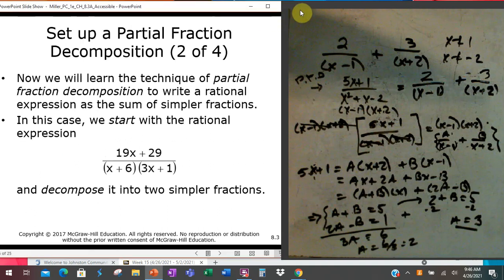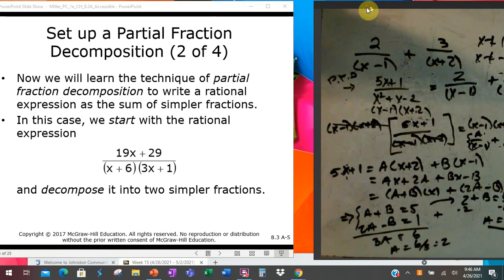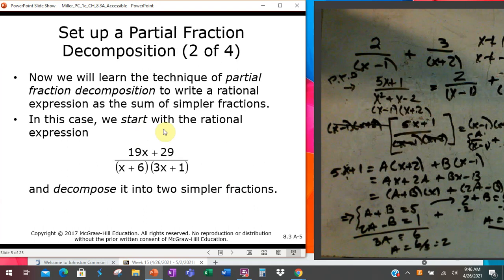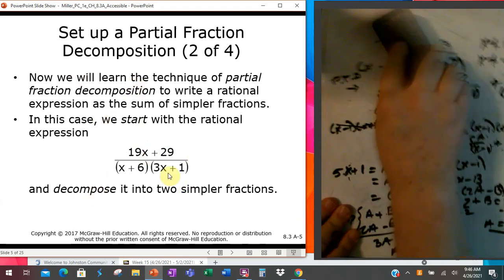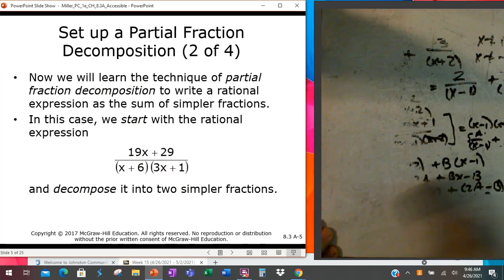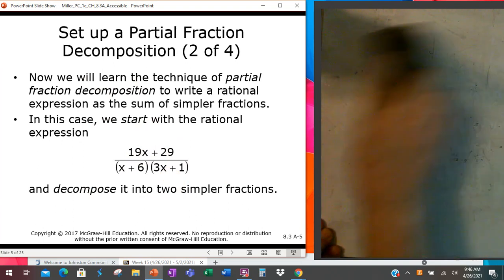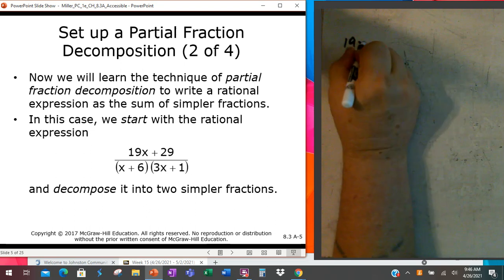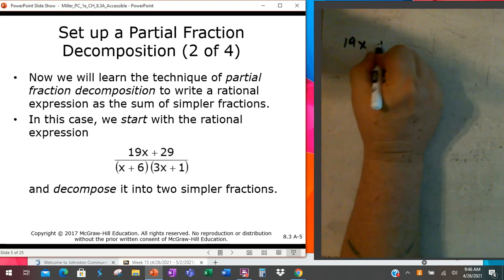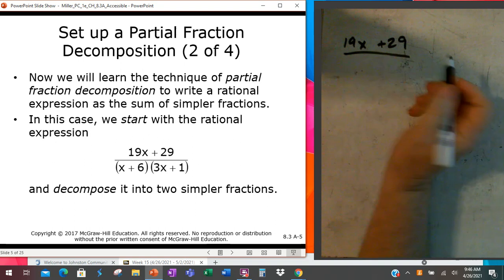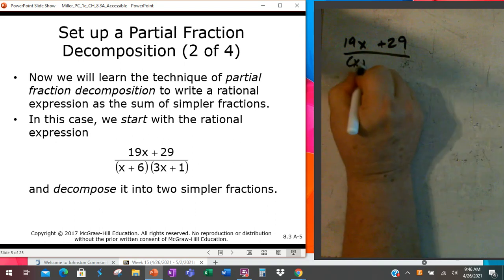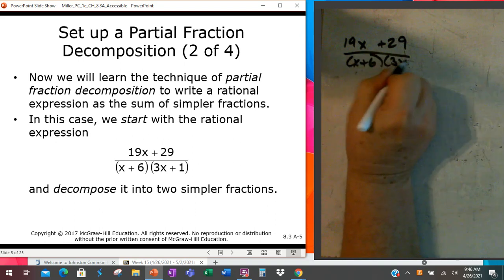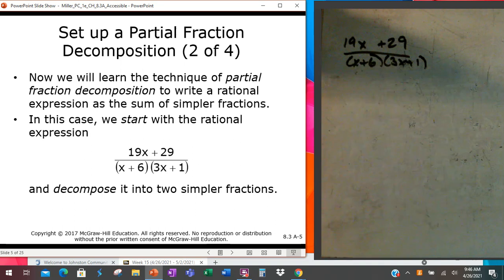So here I'm going to do the very same thing. Move this over a little bit. I want to decompose this. Okay. So 19x plus 29 all over x plus 6, 3x plus 1. And recall, we know what the answer is going to be. We worked it the other way.